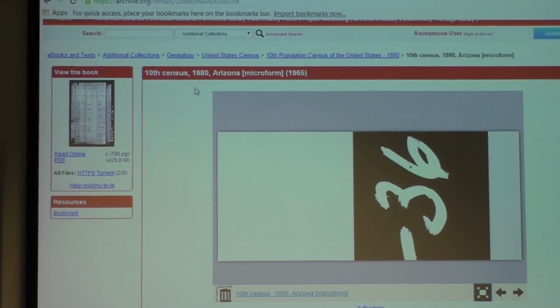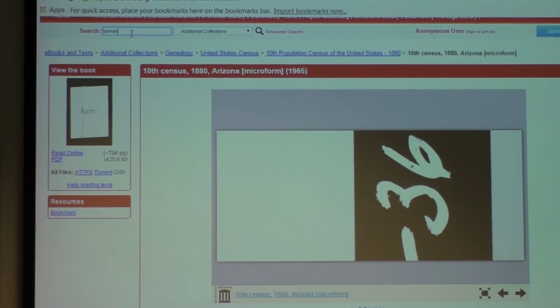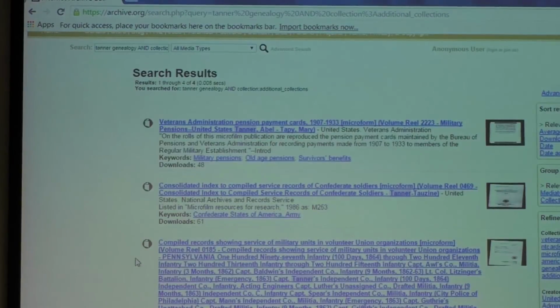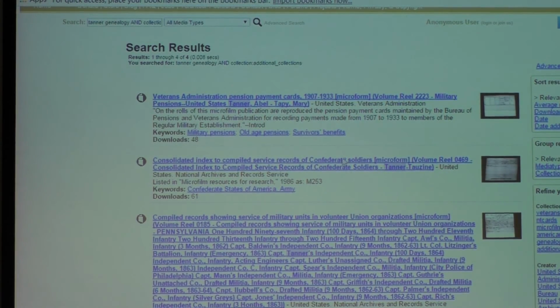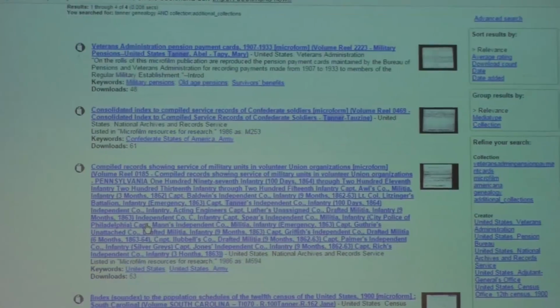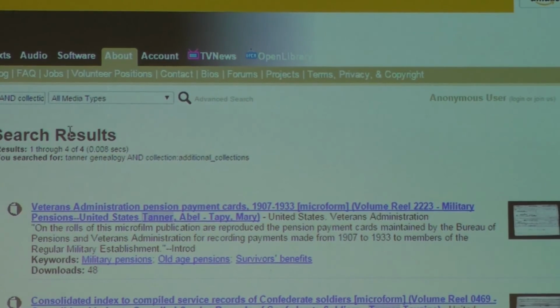But the other books here are, so for example, if I wanted to find a book here on Tanner genealogy, then wherever those names came up, there are a lot of different references, not necessarily finding. But you never know. These are VA pension payment cards, military units in the Union organization, all sorts of different types of things they have on here that are pretty surprising. So it's a very good place to go to start.